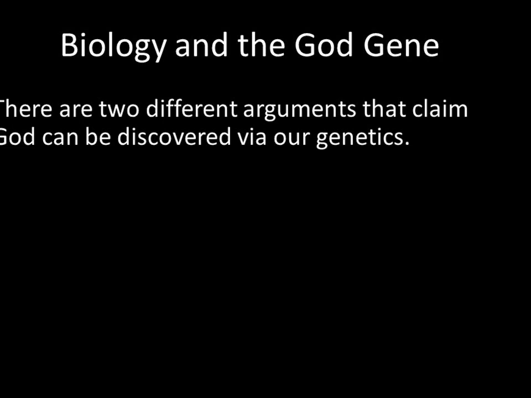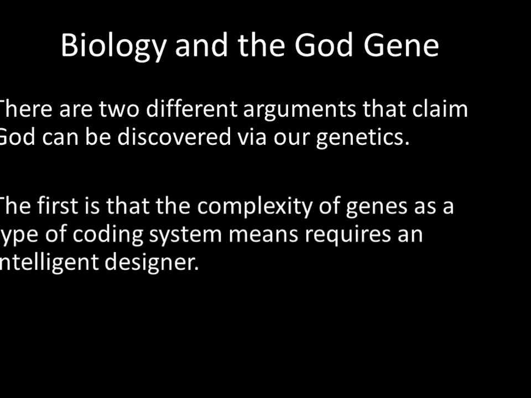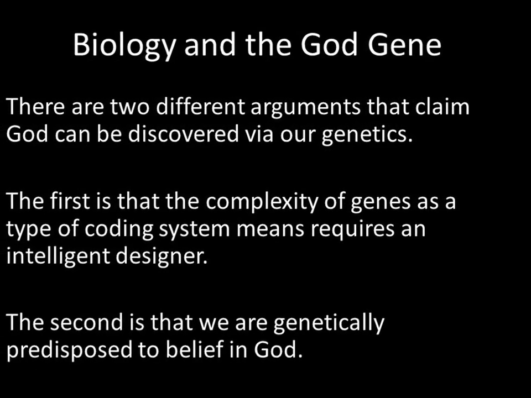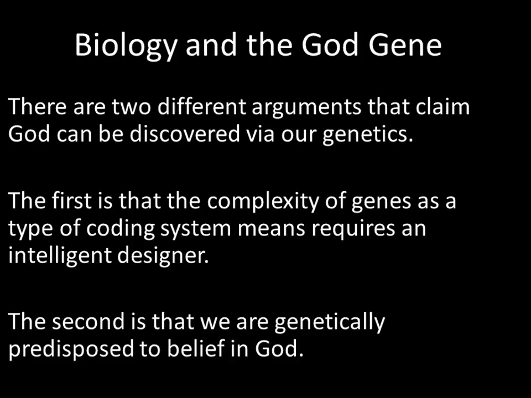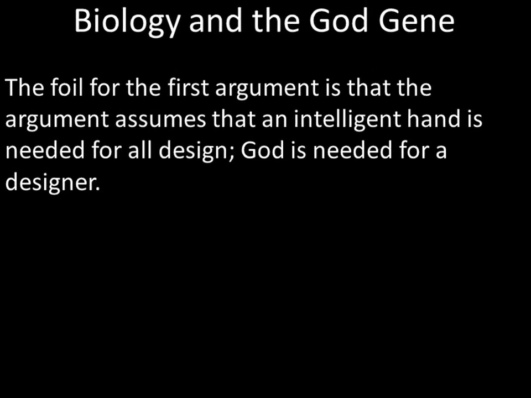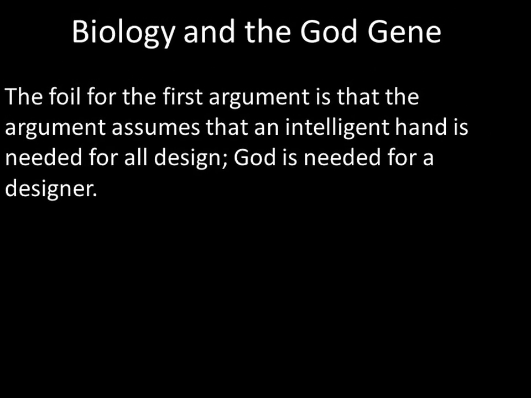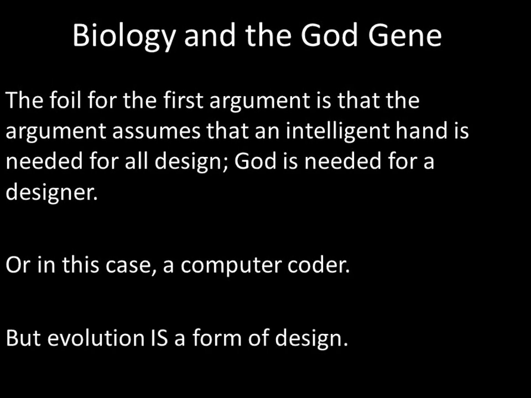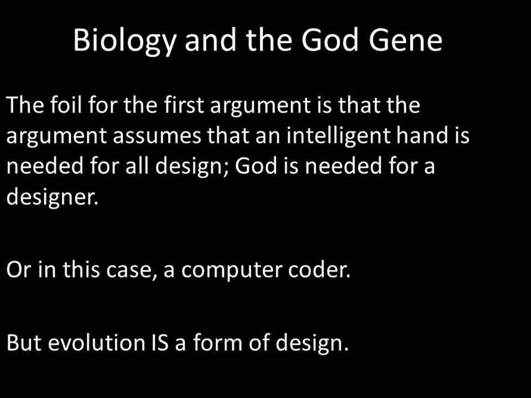Biology and the God gene. There are 2 different arguments that claim God can be discovered via our genetics. The first is that the complexity of genes as a type of coding system requires an intelligent designer. The second is that we are genetically predisposed to belief in God. The foil for the first argument is that the argument assumes that an intelligent hand is needed for all design. God is needed for a designer, or in this case, a computer coder. But evolution is a form of design.